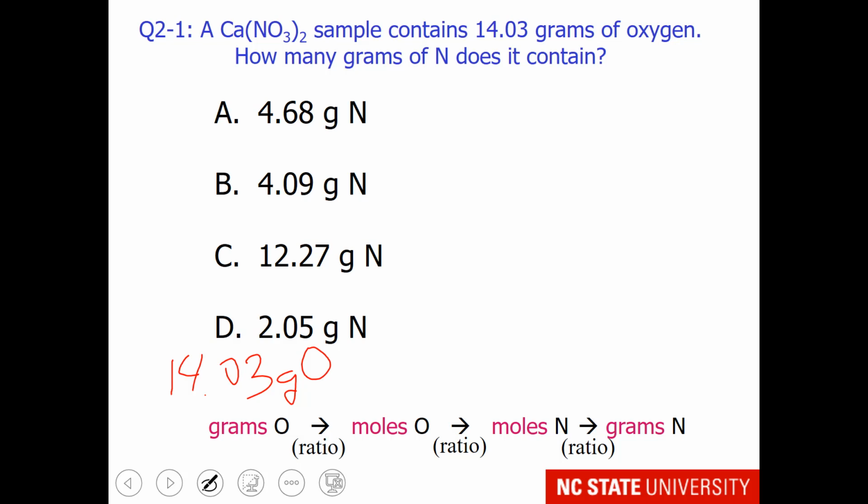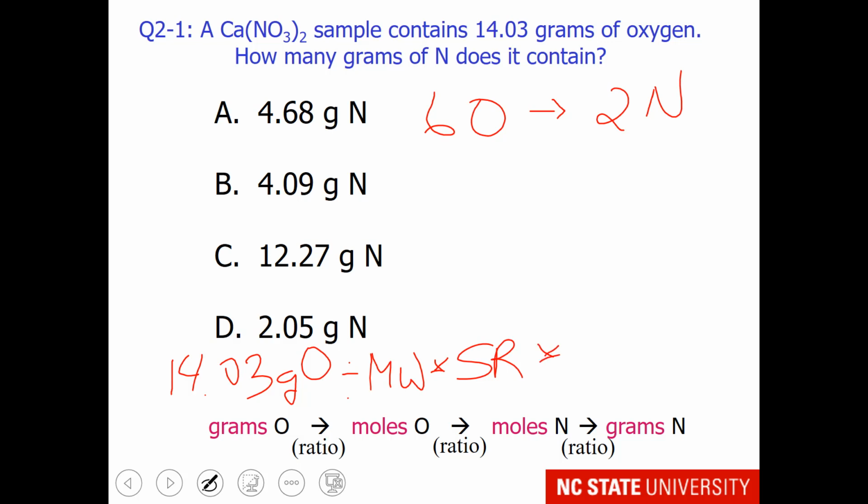Remember that our first step is going to be to divide by the molecular weight. Our next step is going to be to multiply by the stoichiometric ratio. So within the compound, I hope you realize that there are 6 oxygens relative to 2 nitrogens. So you're going to have to take that into account. Finally, you're going to multiply by the molecular weight. The molecular weight of what?